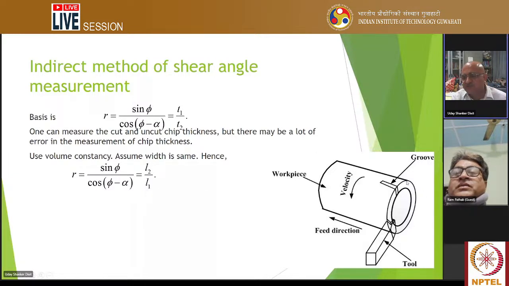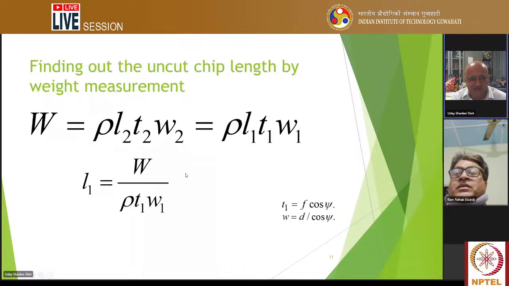Suppose you measure, and theoretically it should be 2 pi r. Say it comes out to be 2 centimeter, but when you measured it may be 2.5 centimeter. So you can find out the cutting ratio by this method. That was one method, but the other method is that you measure the weight.